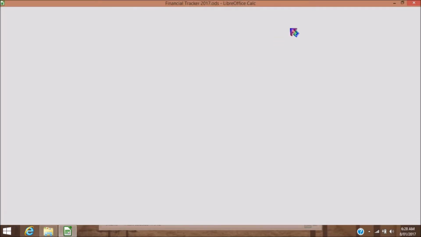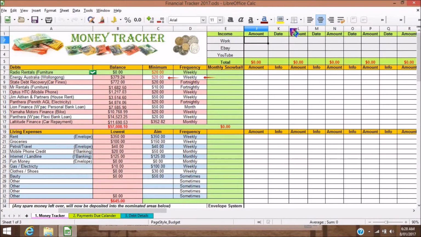Now the program I use is LibreOffice. It's pretty much identical to Microsoft Excel, and it's a free program, so check that out on the internet, LibreOffice Calc. Okay, now that's opened.